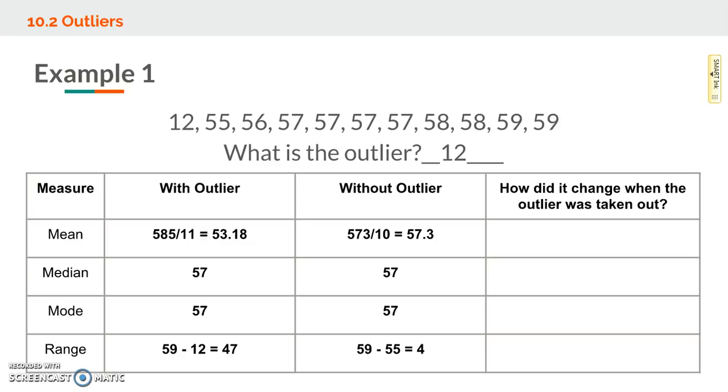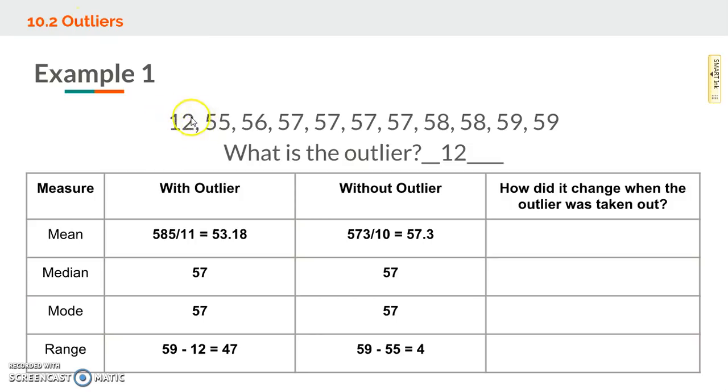So when we do our math, we take the 12 out. We get 573 there by taking our 12 out of the data. And now instead of 11 numbers, we are down to 10 numbers, right? Because we took one out. We're down to 10, so we divide that. We get exactly 57.3.